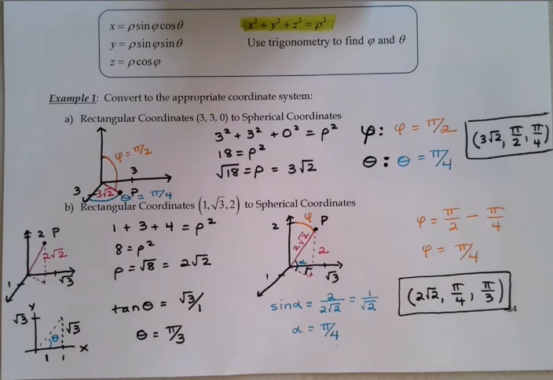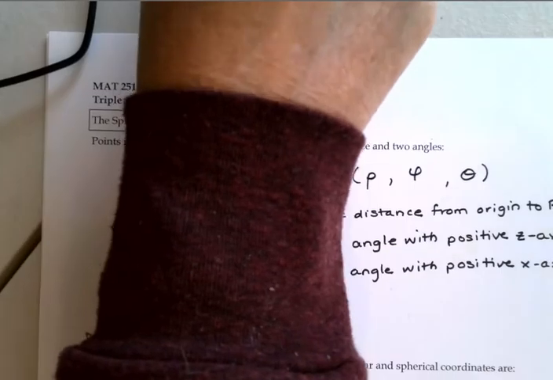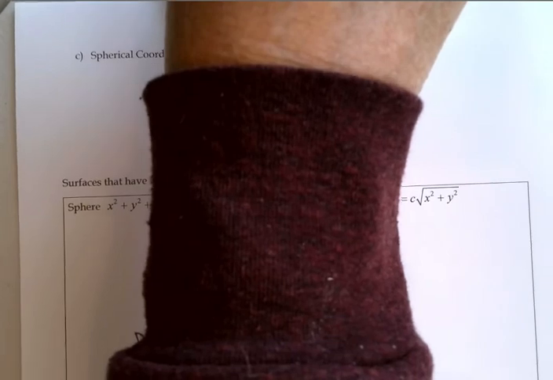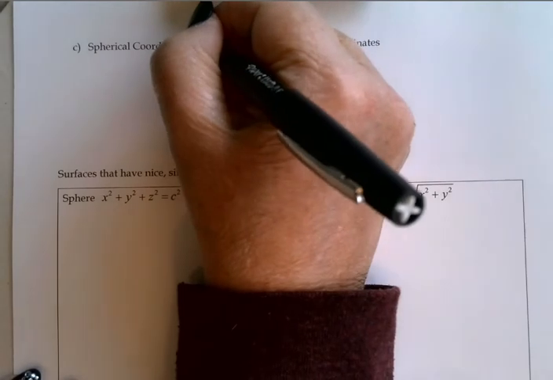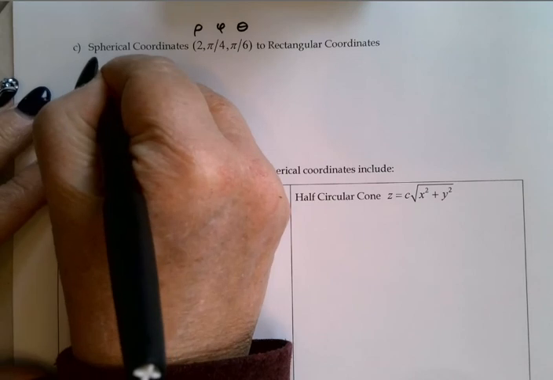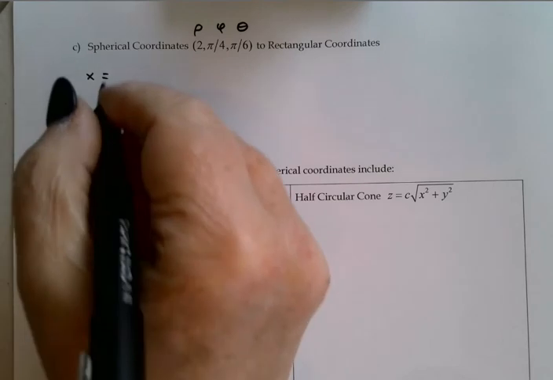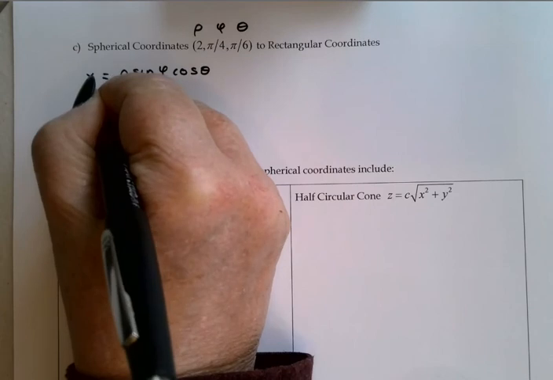All right, both of those examples went from rectangular coordinates to spherical coordinates. Let's look at an example where we go the other way. We'll start with the spherical coordinates and see if we can convert to rectangular coordinates. So here are my spherical coordinates. Again, this is rho, phi, and theta. And I'm just going to use the conversion formulas from the box on the previous page. x is rho sine phi cosine theta. And this is actually fairly straightforward.